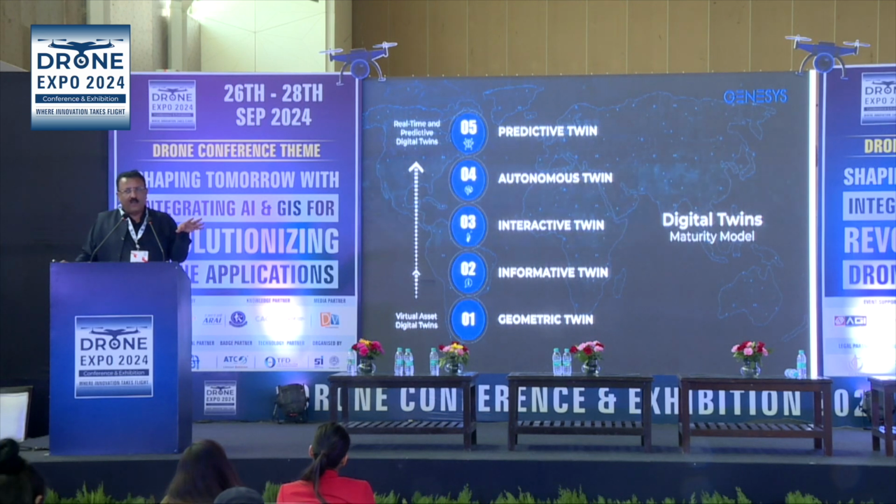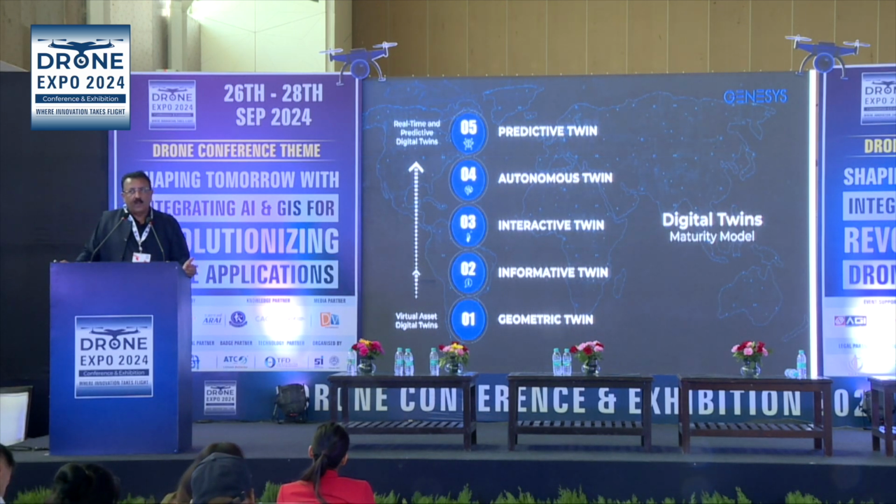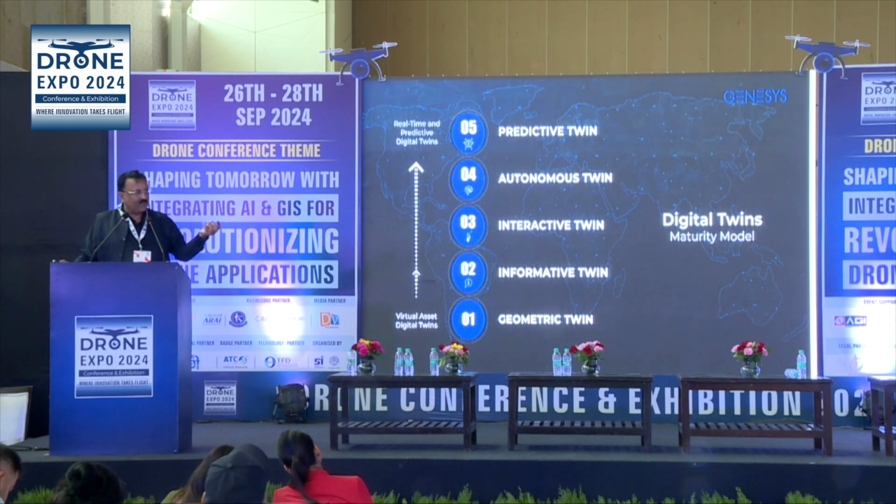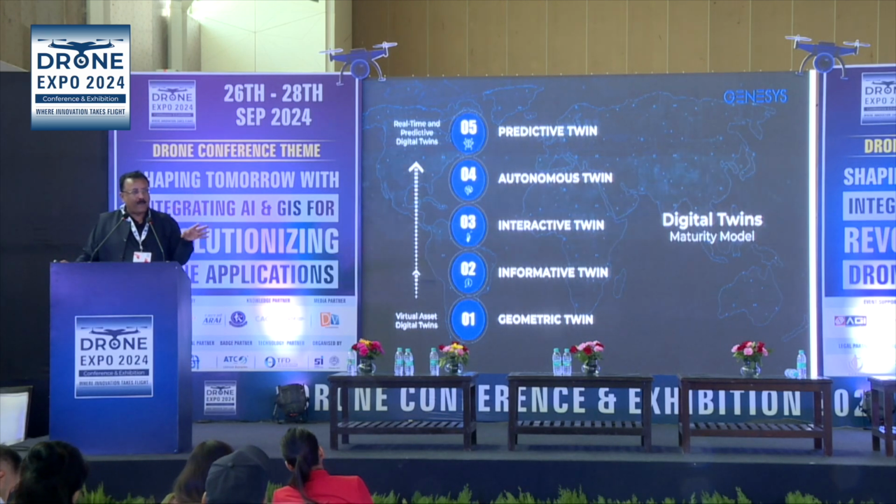You should have the basic data in place, which should be very, very accurate. We call it geometric twin. Then you add the information and the attributes on top of it, we call informative twin. Then all the sensors, whether it's a temperature sensor, automatic weather stations, any kind of sensor, CCTV camera, we integrate along with that. So real-world feedback is coming through the IoT devices. We call it interactive twin.